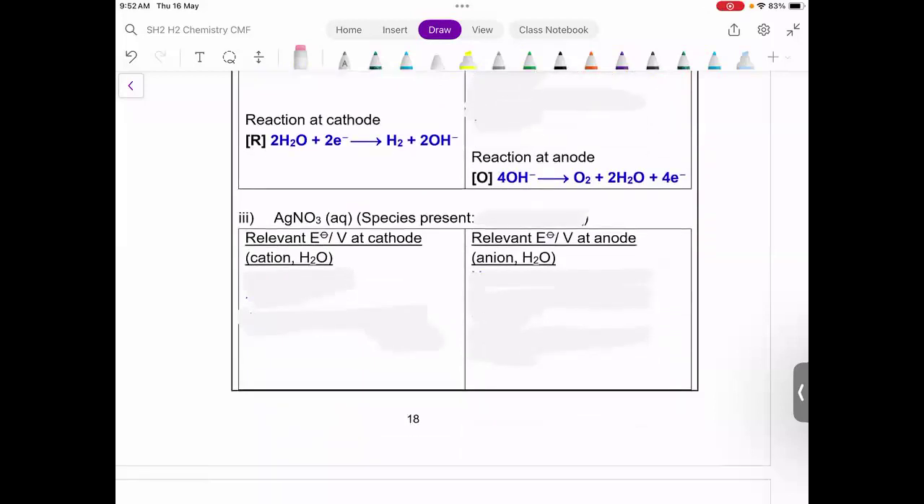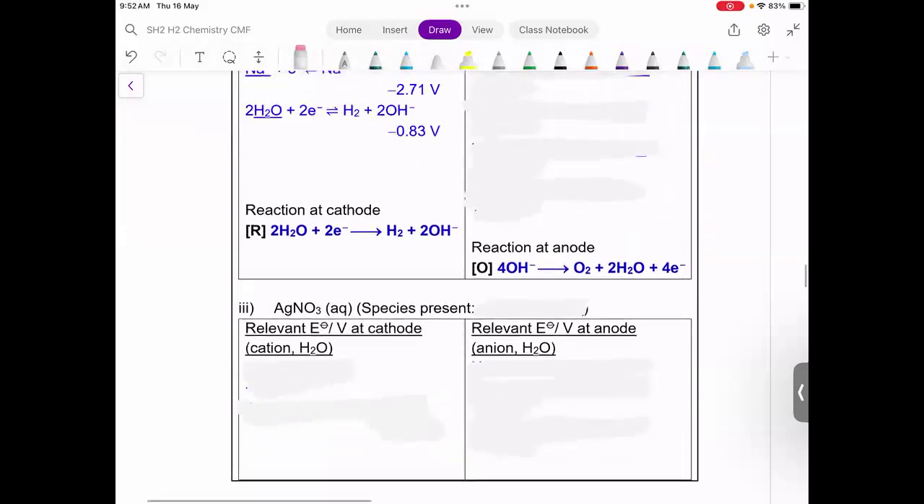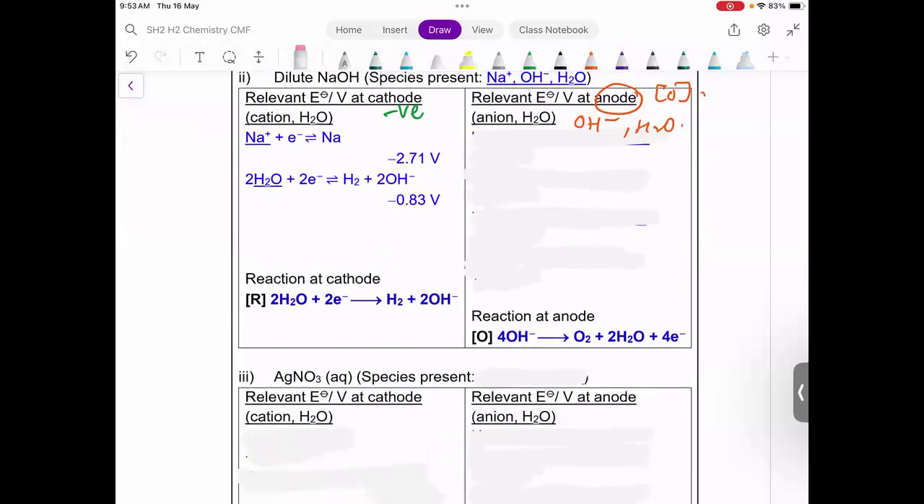Then let's look at part 3, silver nitrate aqueous. What are the species present? No, we are showing what is happening at the anode, and what is happening at the anode is oxidation. When you quote E values to make comparison, it is by default the reduction process. Yes, anode is oxidation, so I'm showing oxidation.